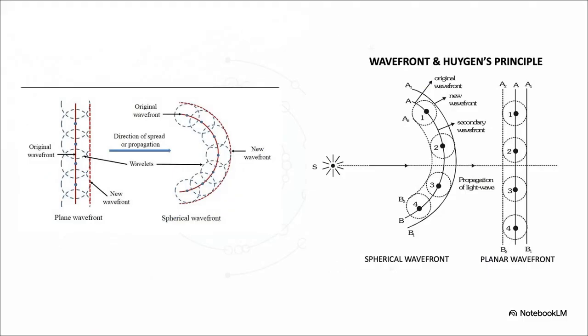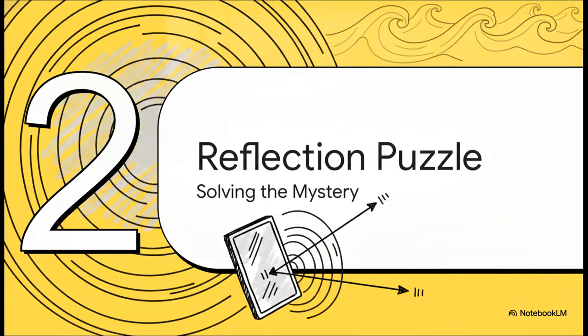Now, what's really wild is how the geometry of these secondary wavelets universally preserves the overall shape of the wave, whether we're talking about planar or spherical propagation. On the left side, you've got distinct points along a flat plane wavefront acting as wavelet sources, and their combined outer edge just naturally forms the next perfectly flat wavefront. Over on the right, points on a spherical curve generate circular wavelets that combine to form a larger, wider curve. So Huygens' principle consistently and accurately maps out the exact shape of the propagating wave, no matter what its original geometry was. Moving on to Section 2, Solving the Reflection Puzzle.